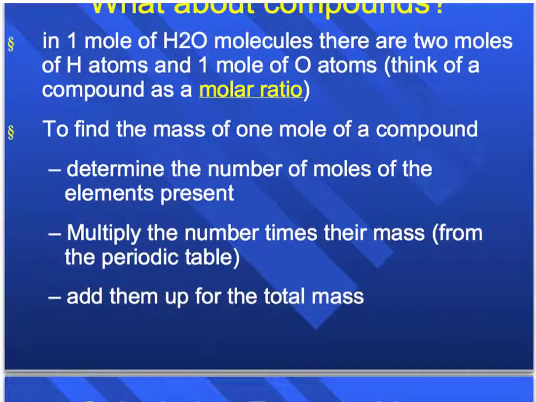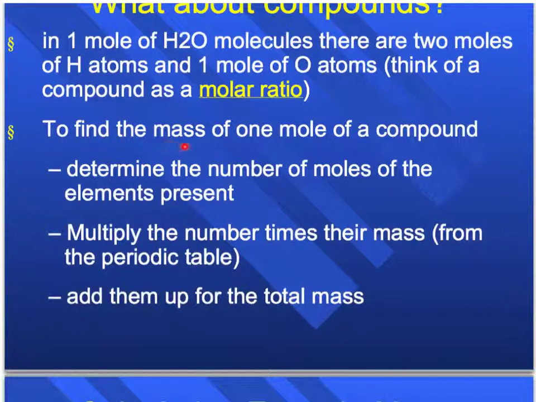Since we now know how to find the molar mass of 1 mole of an element, the next question is, what about compounds? I know this is cut off, so that's why I'm reading it to you. It says, in 1 mole of water molecules, there are 2 moles of hydrogen atoms and 1 mole of oxygen atoms. So you want to think of the compound as a molar ratio, and we'll talk about what a molar ratio is later.